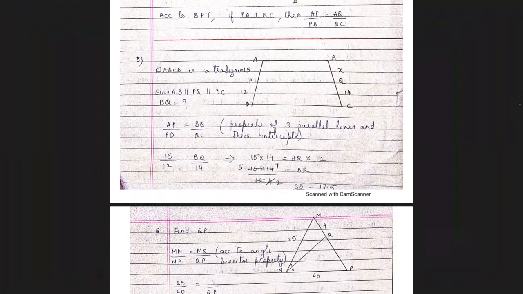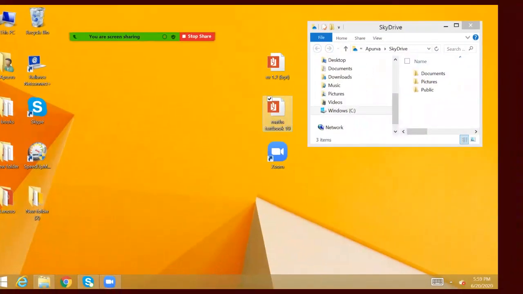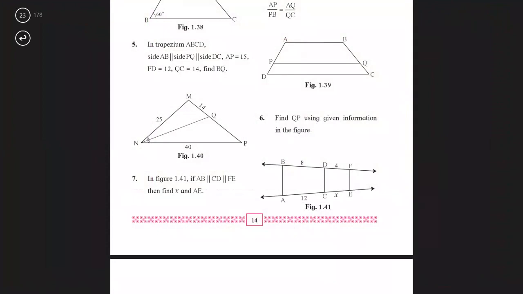So when you apply the property of three parallel lines and the transversal, AP upon PD is equal to BQ upon QC. So you just have to substitute the values. 15 upon 12 is equal to BQ upon 14, or x upon 14. Cross multiply. 15 into 14 equal to BQ into 12. Therefore, BQ is 15 into 14 upon 12. I think you can solve it. Your answer comes 35 upon 2, which is 17.5. Since they have not mentioned any units, you can leave it as it is. Let's go to the next question, number 6.